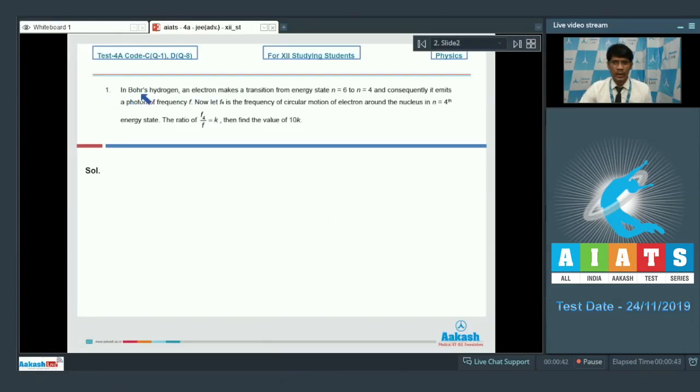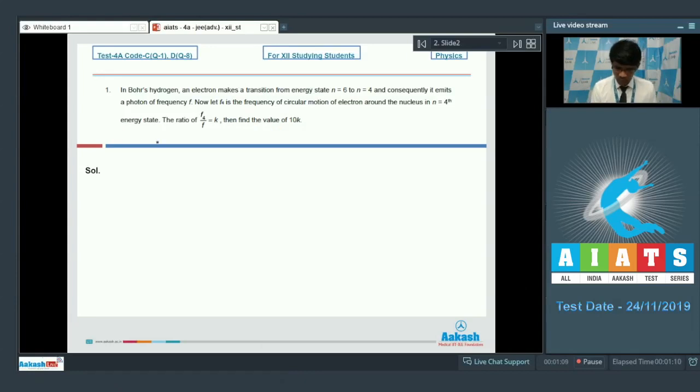Here in question number 1, in Bohr's hydrogen, an electron makes a transition from energy state n is equal to 6 to n is equal to 4 and consequently it emits a photon of frequency f. Now let f4 be the frequency of circular motion of electron around the nucleus in the n is equal to 4th energy state. The ratio of f4 divided by f is equal to k. Then find the value of 10k.